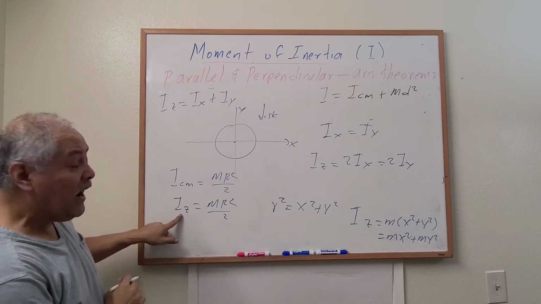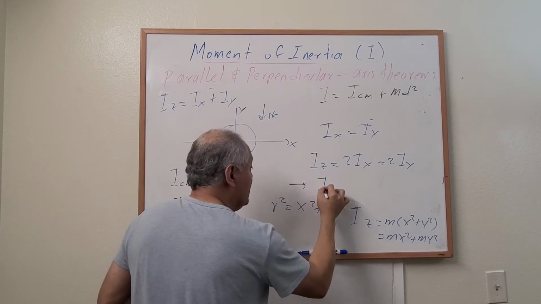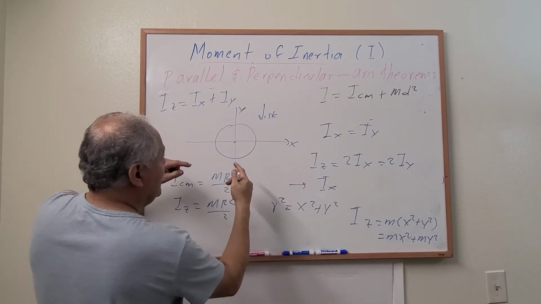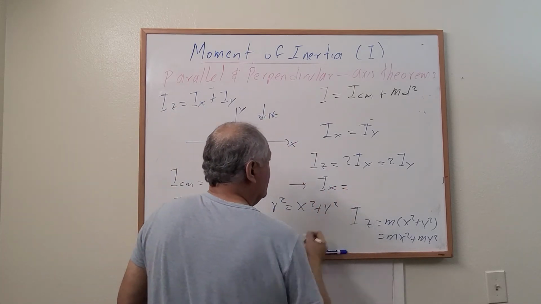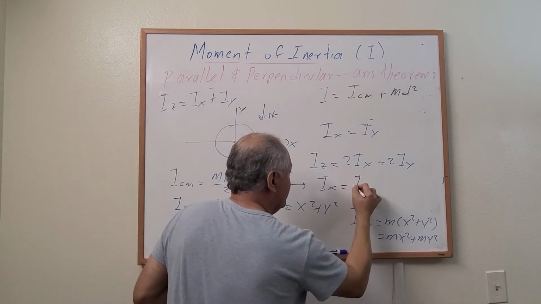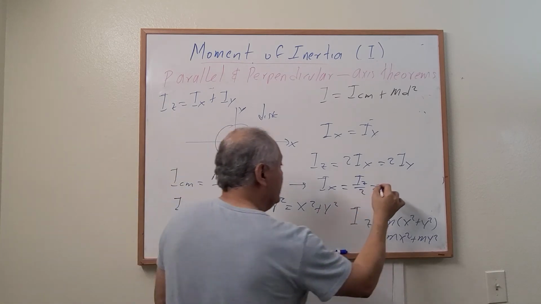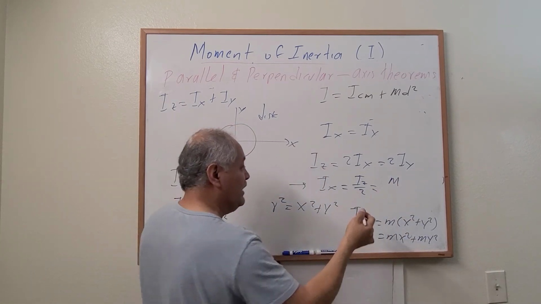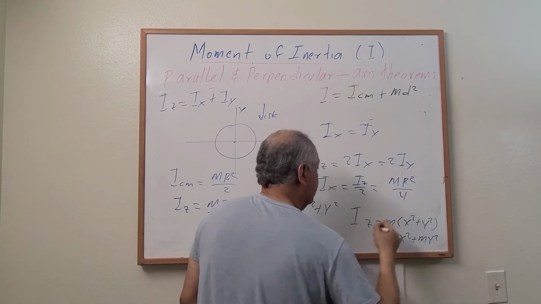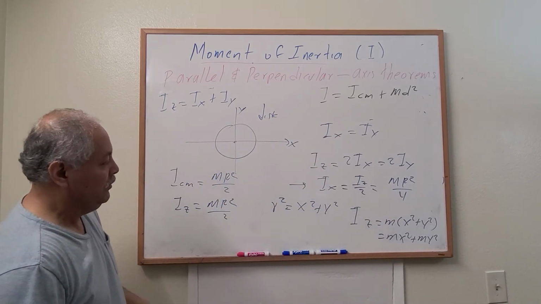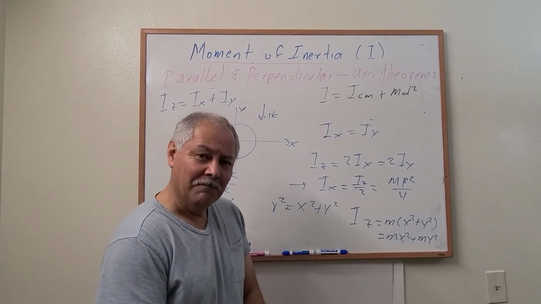But this is given already, found from before, and then we can conclude that the moment of inertia through the x-axis is equal to the moment of inertia through z divided by 2, which equals mass times r squared divided by 4. Perfect. So this is one way how I can apply the perpendicular axis theorem.